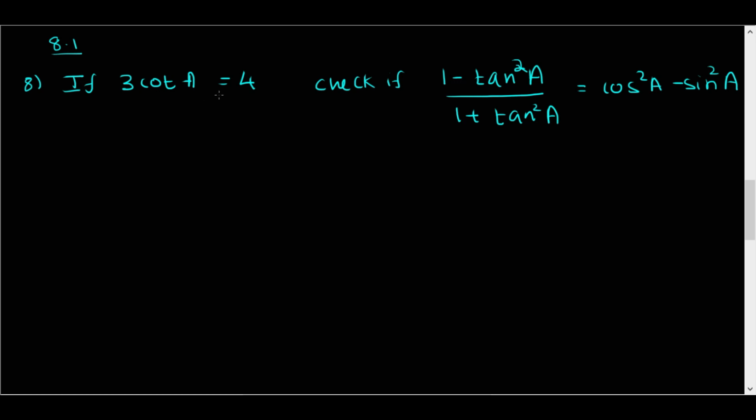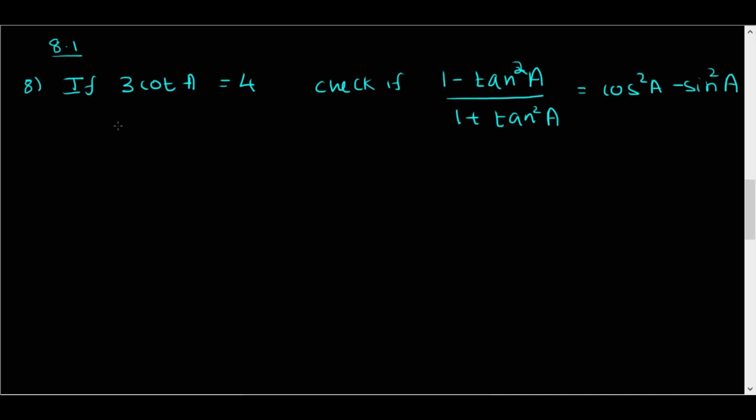Okay, this is the next question. If 3 cot A is equal to 4, check if (1 minus tan square A) by (1 plus tan square A) is equal to cos square A minus sin square A. So I will first shift this 3 to the other side. So we have cot A is equal to 4 by 3.